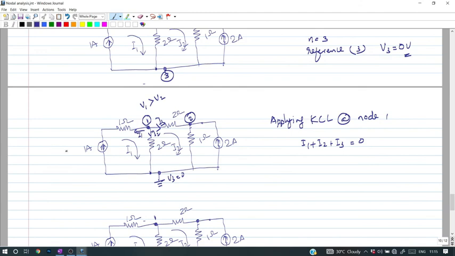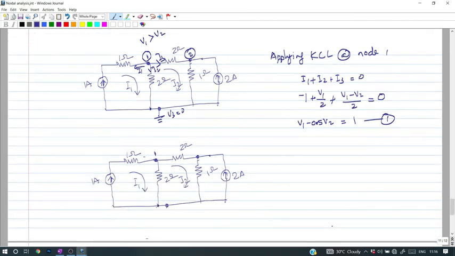So what is I1? I1 is opposite to this current source, so it is minus 1. I2 is V1 divided by 2. And I3 is V1 minus V2 divided by 2, which is equal to 0. Now we can separate the coefficients of V1, V2 and constant terms. So the V1 coefficient is coming as 0.5 plus 0.5, so 1 will come. The coefficient of V2 is minus 0.5, so it is minus 0.5 V2, which is equal to this one. So this is your equation number 1 when we are applying KCL at node 1.